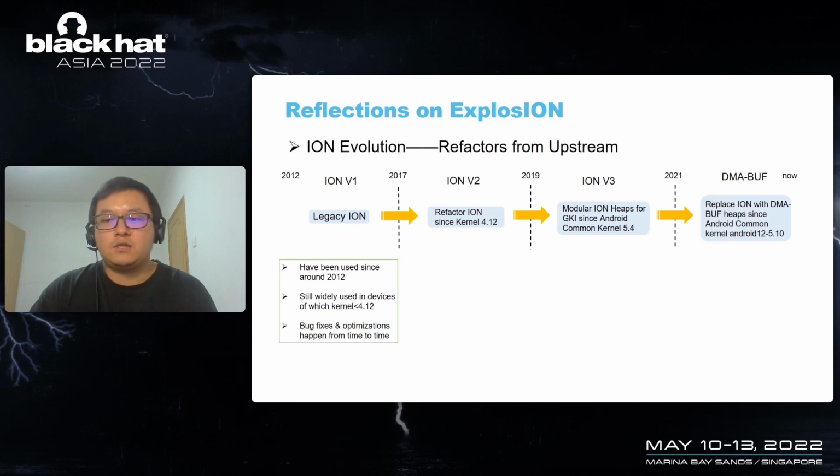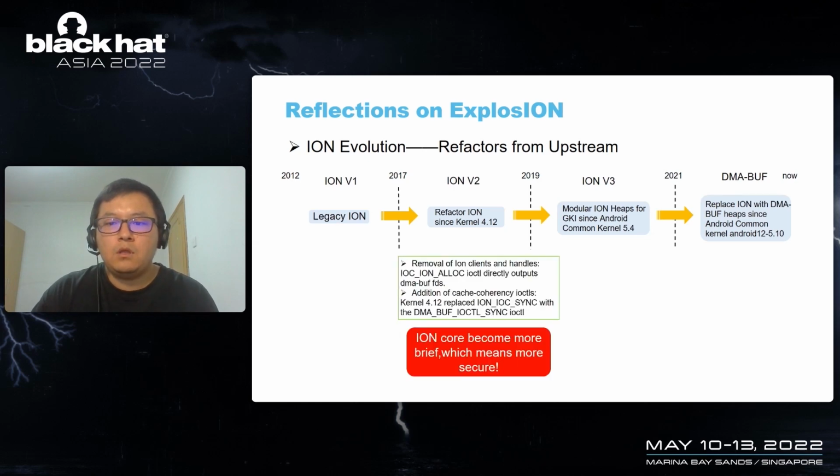Let's make some reflections on ExplosION. We already knew that ION has gone over quite a few refactors from upstream. So in some way, ION keeps improving in many aspects. The first version of ION, which is legacy ION, has been used since around 2012. And now many Android devices are still using it. There are many bug fixes and optimizations from time to time. And then in 2017, ION gets refactored. ION clients and handles are removed. Some IO control commands are removed too. This makes ION more brief, which brings more security.